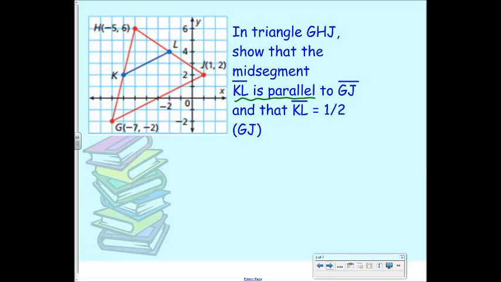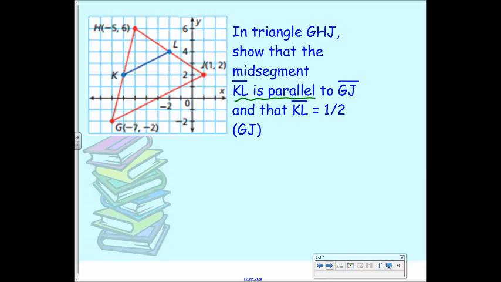Find the slopes, because the slopes of parallel lines are the same. So if you find the slope of KL, it should be the same as the slope of GJ. Okay, how do I find the slope of KL?